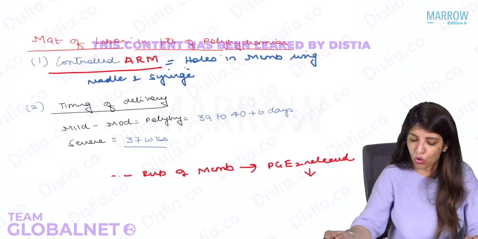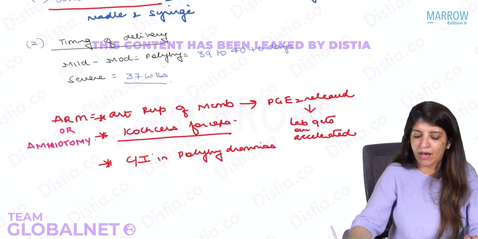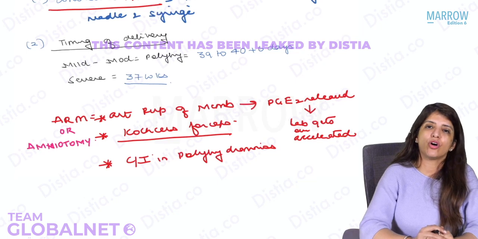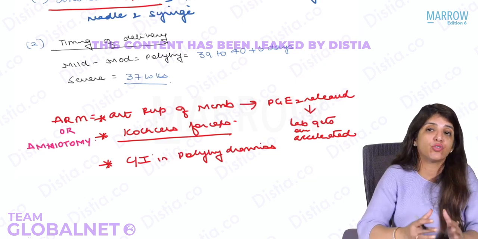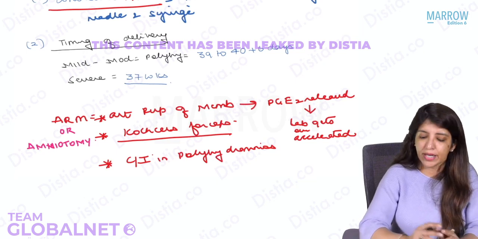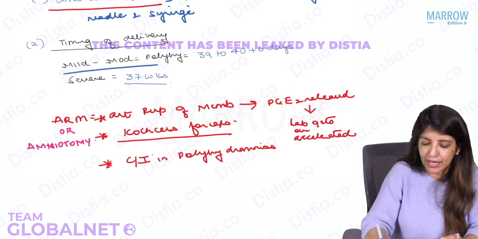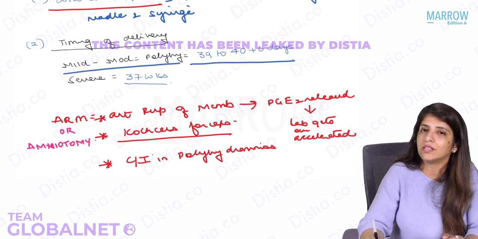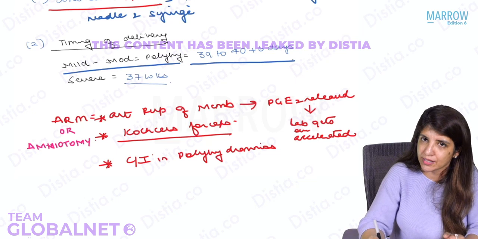Now, timing of delivery. As I told you, whether it is moderate or severe polyhydramnios, all these are high-risk pregnancies, and I have to do induction of labor. So in a mild to moderate polyhydramnios patient, I am going to go for induction of labor between 39 weeks to 40 weeks plus 6 days.